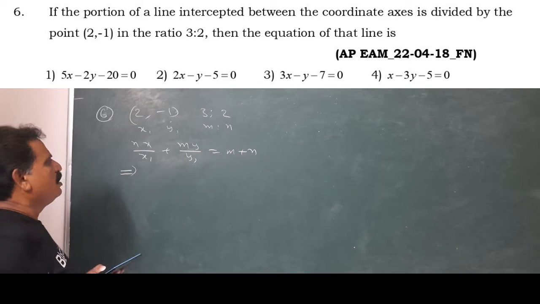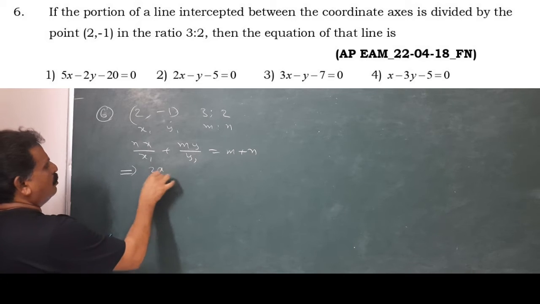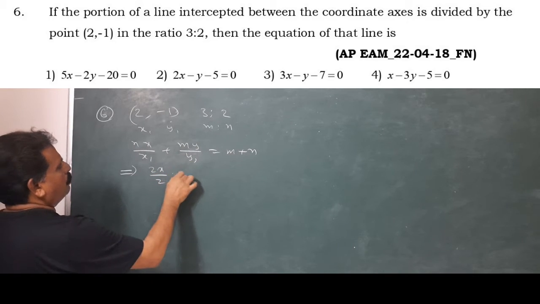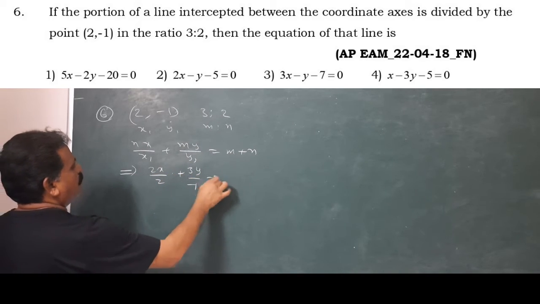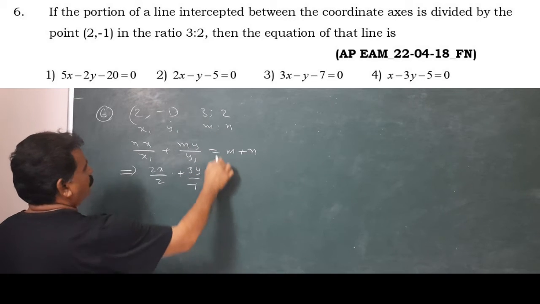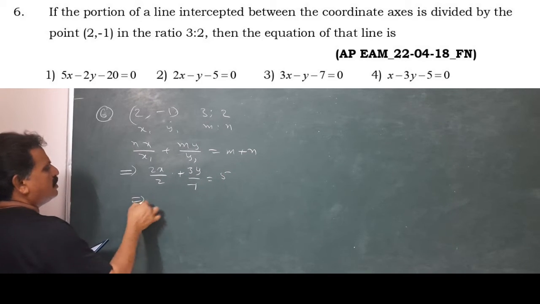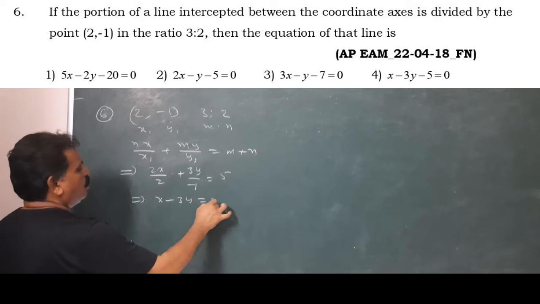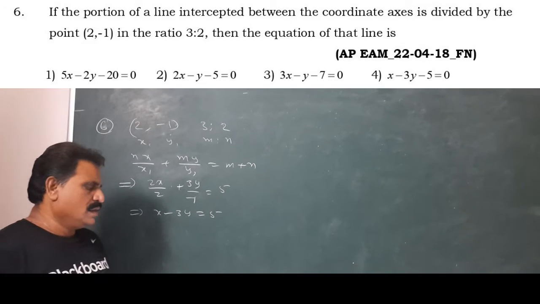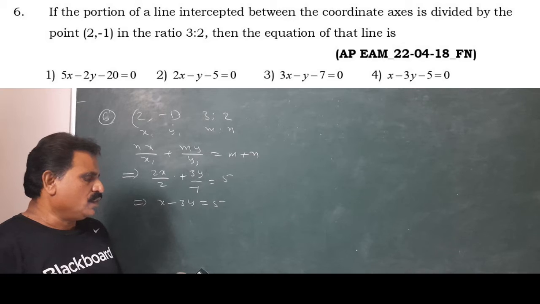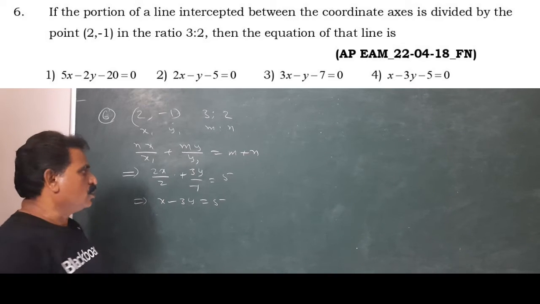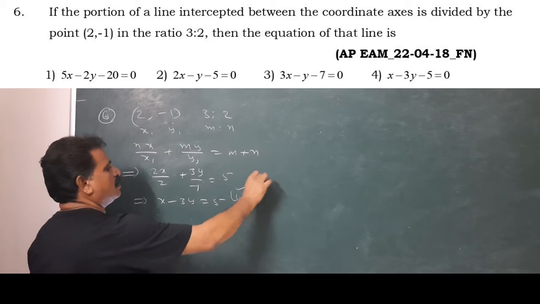Now, n x by x1 is 2x by 2, plus m y by y1 is 3y by minus 1, equal to m plus n. m plus n is 5. So this implies x minus 3y equal to 5. Check that: x minus 3y equal to 5. That is nothing but the fourth option. The fourth option is the correct answer.